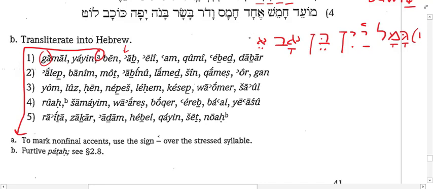Then I have a lamed, and then an I with a party hat. That's one vowel, but it is a historically long vowel, so it will have both a vowel point and a mater. In this case, it's called kirik yod. So kirik with its yod. Eli.